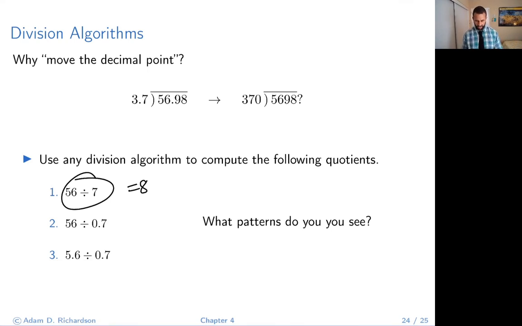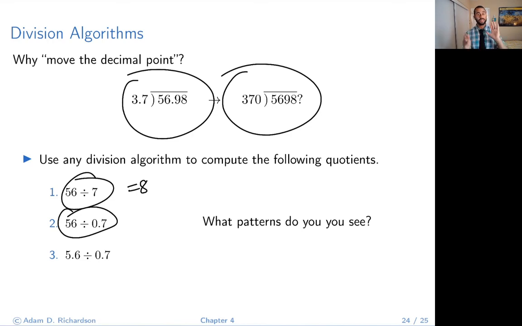Now, 56 divided by 0.7. I'm sure a lot of you look at that and thought, okay, calculator, or I do the division algorithm. But again, I discourage you from doing that. Think about the size of these things. Let's think about how these questions are related. This is how many times 7 goes into 56. It goes in there 8 times. This is how many times 0.7 goes into 56. In other words, how many times 7/10 goes into 56?